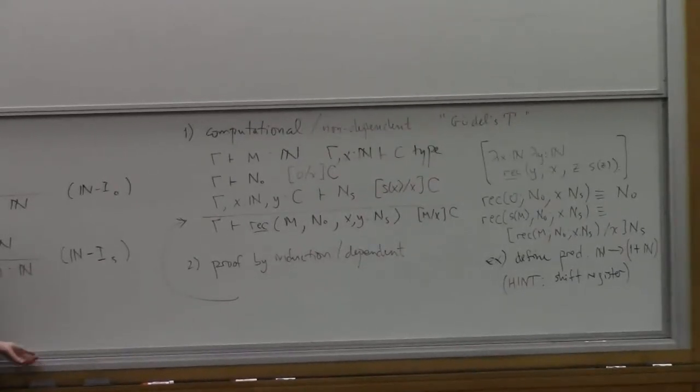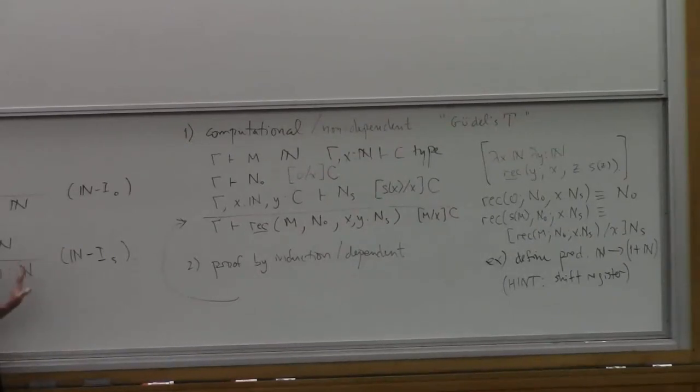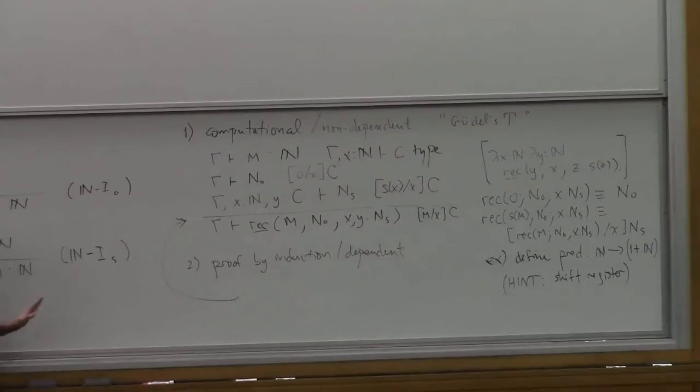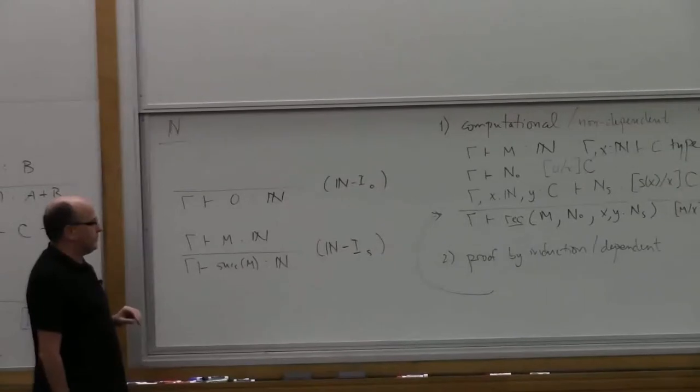The reason I emphasize this is because if you understand dependent type theory, you understand everything. That's the point. It's kind of the master theory of programming languages. So that's it for the natural numbers.